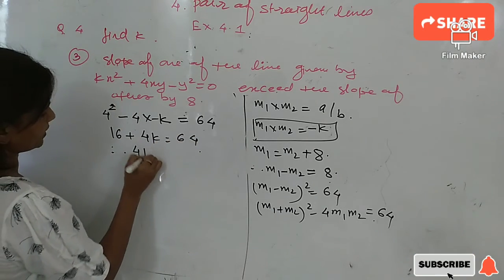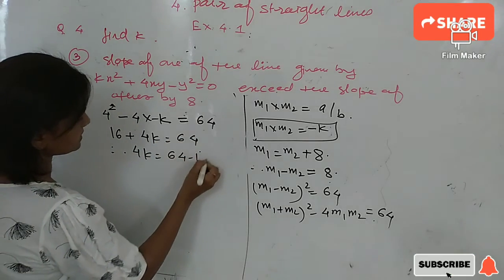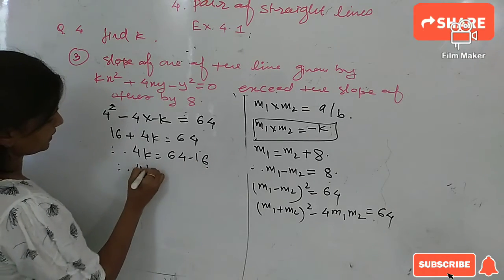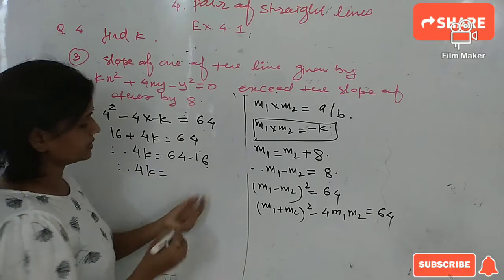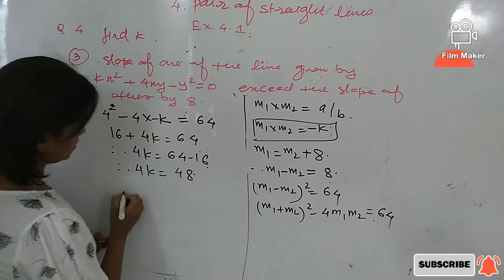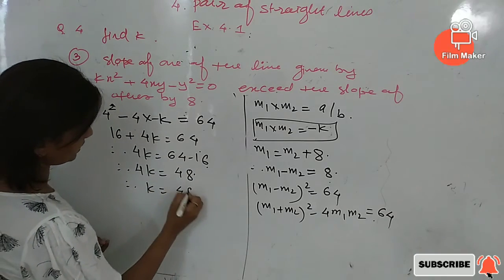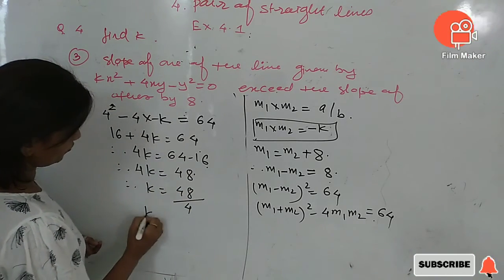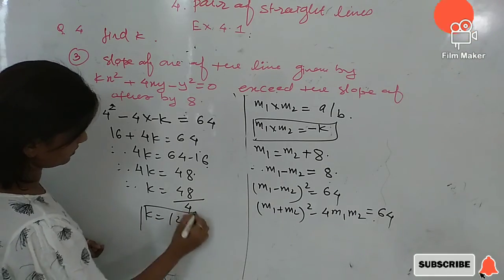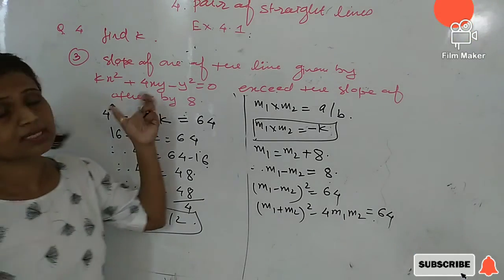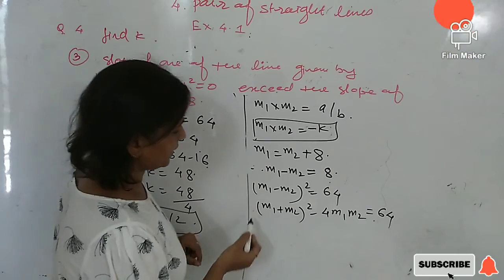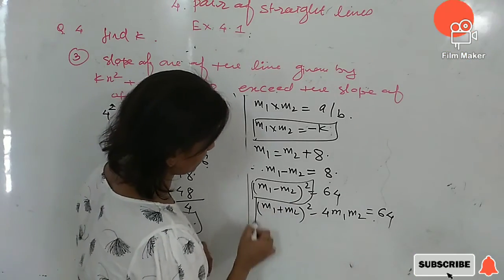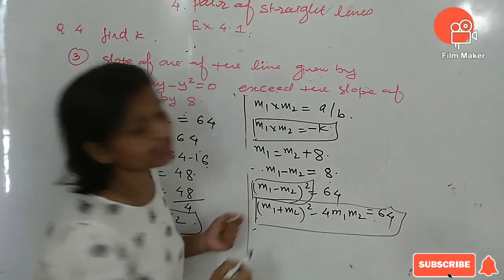Therefore 4k is equal to 64 minus 16, which is 48. So k is equal to 48 divided by 4. Finally you will get the k value as 12. So this is the solution for this last question. Again, remember this formula, which is our previous question's formula.